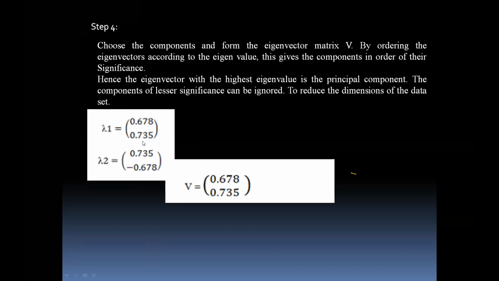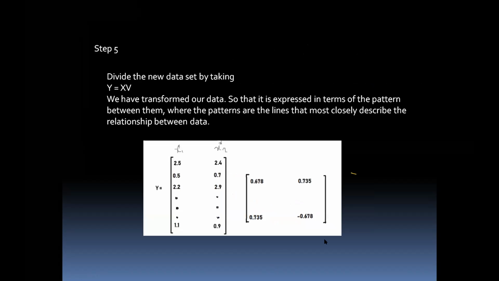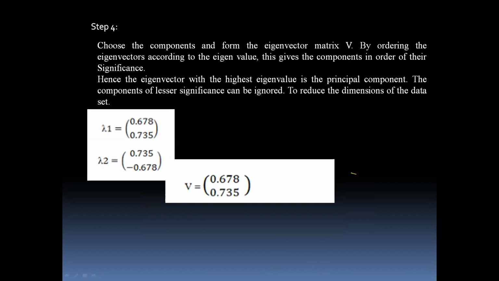Here the dimension of the data is 2. I'm trying to reduce it to 1. So far I'm considering only the one potential eigenvector, 0.678, 0.739. Guys, I hope until this point you are very clear what exactly PCA is. Am I right? Any doubt regarding this? Until this, any doubt? Step 4.